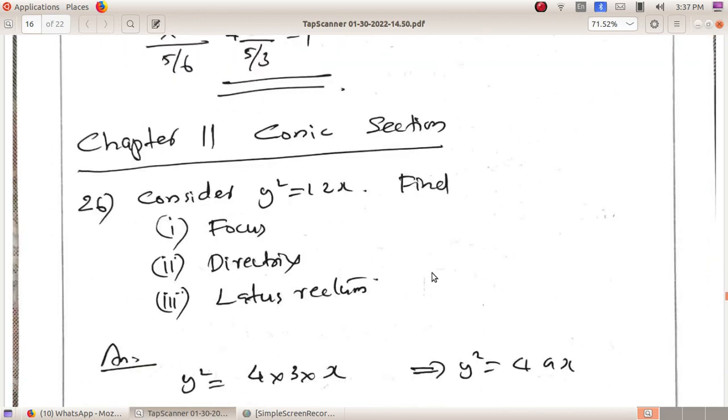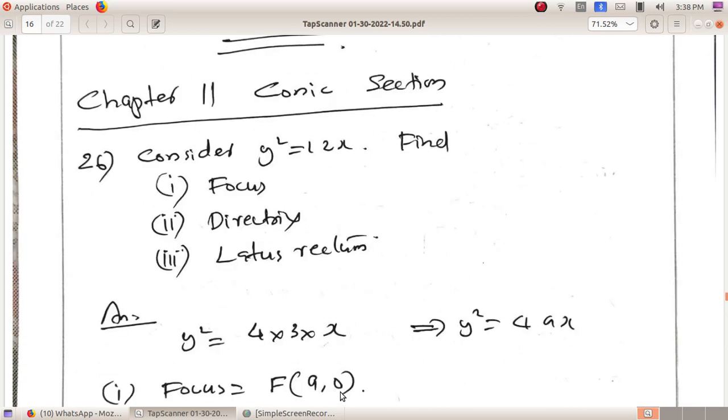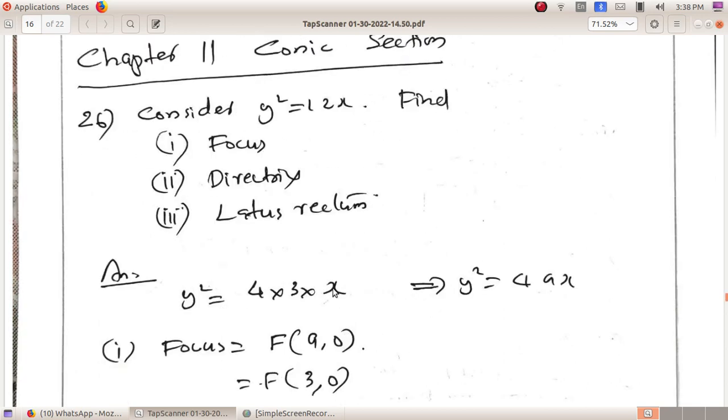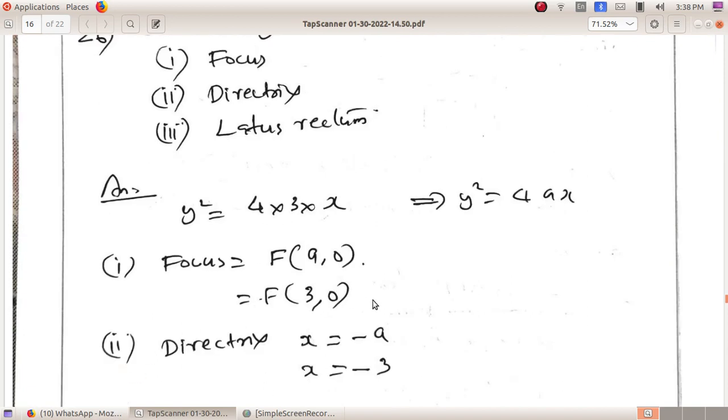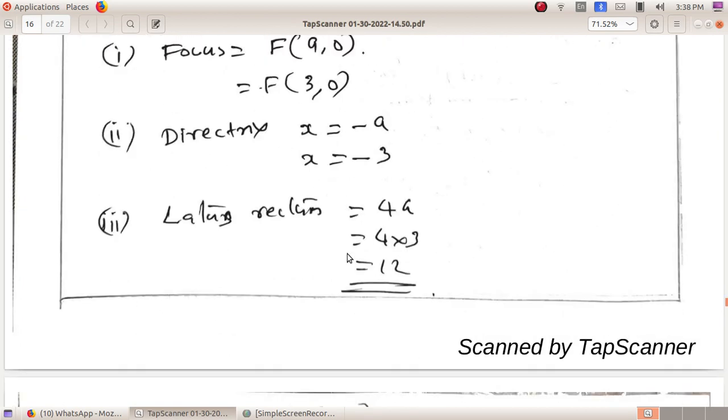Chapter 11, conic section. Consider y square is equal to 12x. Find focus, directrix, latus rectum. Y square is equal to 4ax. This is our formula. 4 into 3 into x, 12x. Okay, so this 12 can be expressed as 4 into 3. So what is a? 4 into a into x. What is a? 3. To find the focus, the formula is a, 0. Then since a is equal to 3, it is 3, 0. Directrix means x equal to minus a. Learn this formula by heart. So x equal to minus 3. Latus rectum means 4a. 4 into a, 12.